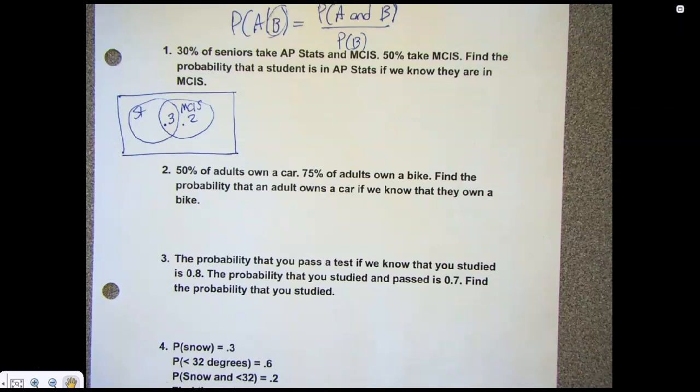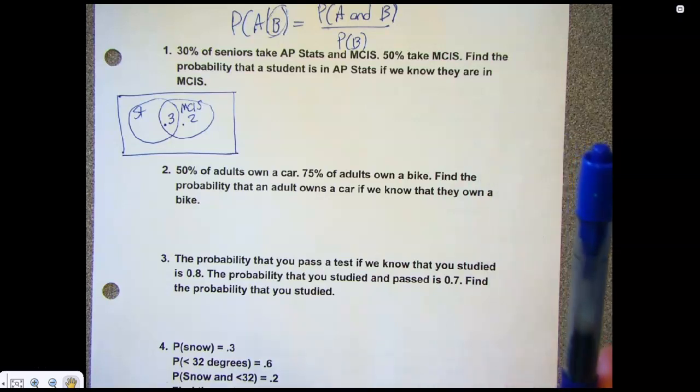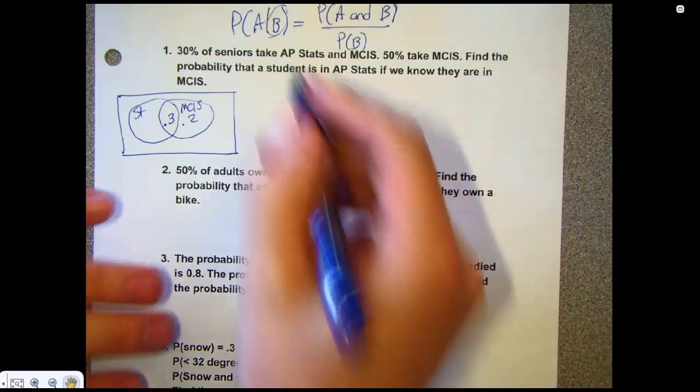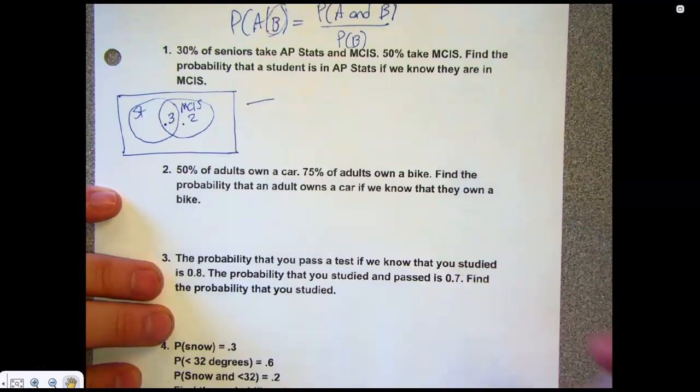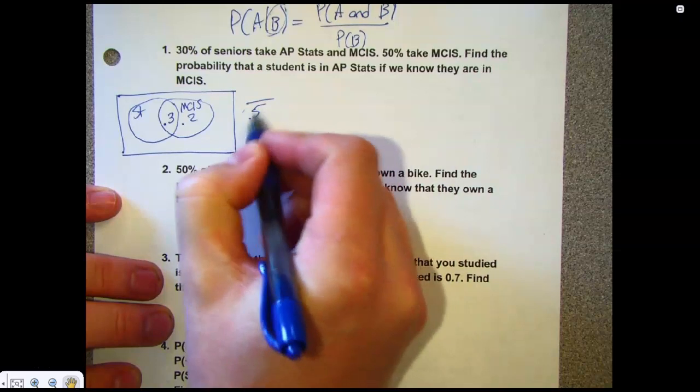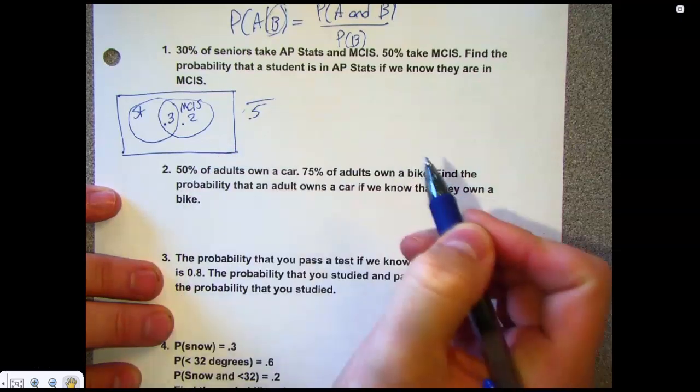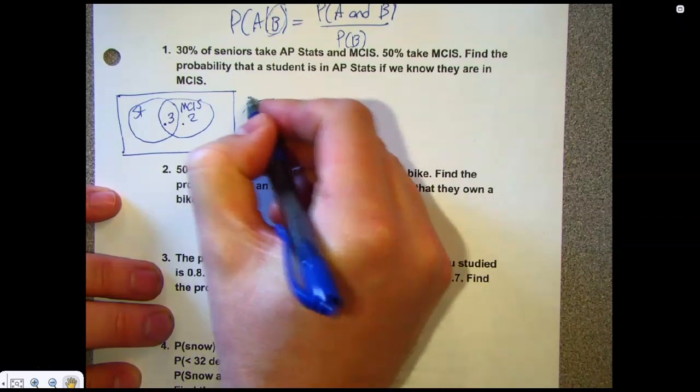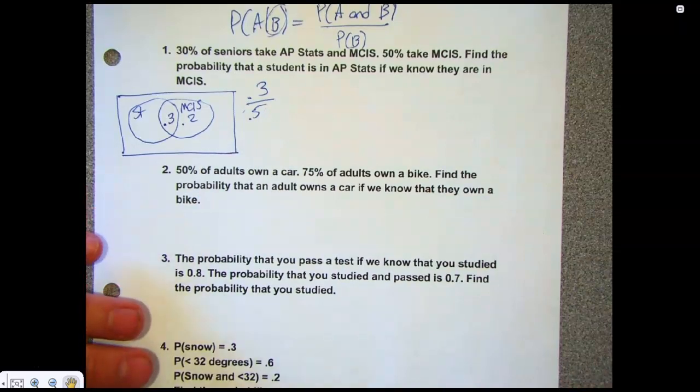So answer the question right now. Don't use the formula, don't even look at the stuff I just put up there. What's the probability that the student is in AP Stats if we know they're in the MCIS? 0.3 out of what? Out of 0.5, right? So you would say, okay, what's the probability they're in the MCIS, which is what? 0.5. And then in that 0.5, what's the probability they're in stats? It's 0.3. So you would get 0.3 over 0.5.